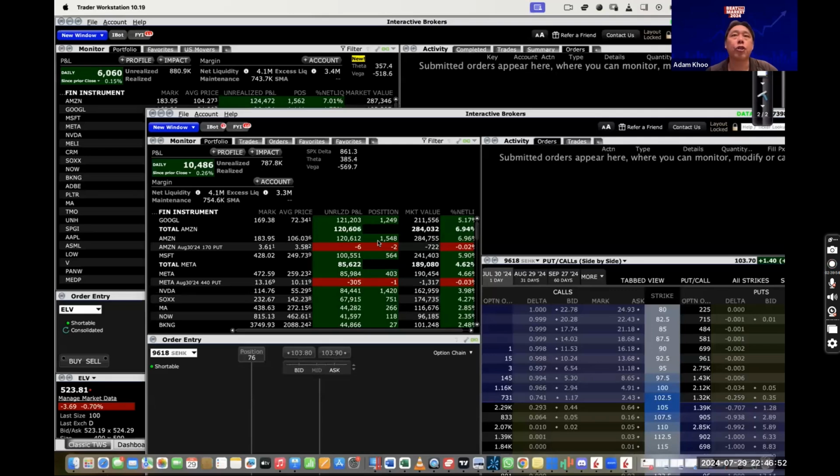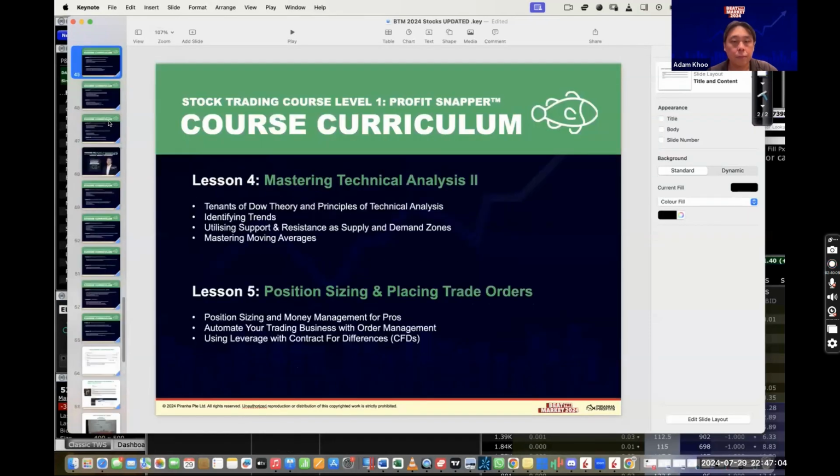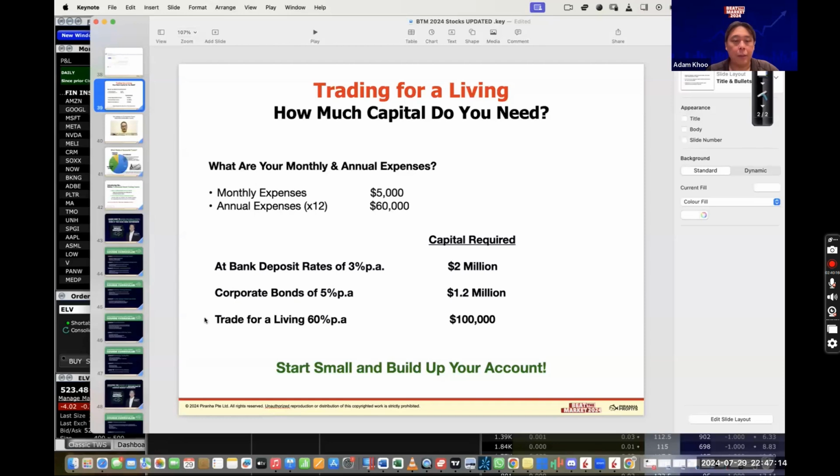Okay, Raw is asking, can you share the slide again if you want to be a full-time trader? Oh, which one? This one? Is this one Raw? Okay. Yeah, so this is roughly showing you that, I mean, once you learn the skill of trading, you require less capital to get the same kind of trading income compared to, for example, putting it into the bank, right? Yeah.